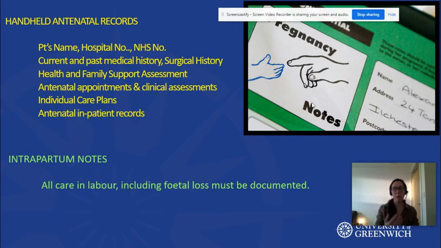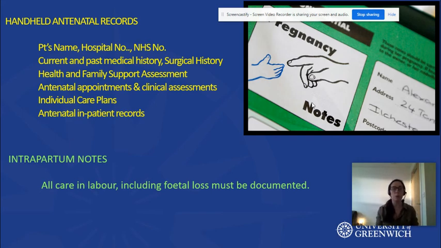These notes are written by healthcare professionals for other healthcare professionals, and with the mother in mind, so that she can look through her own notes. So there's no secrets in here, nothing private in here. So they should be quite happy for you to have a look at the notes.